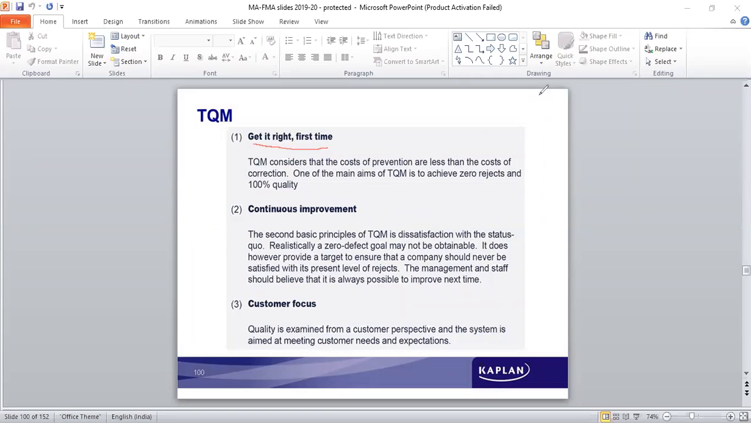Then customer focus, their focus is on the customers. Quality is examined from a customer perspective and the system is aimed at meeting customers' needs and expectations.